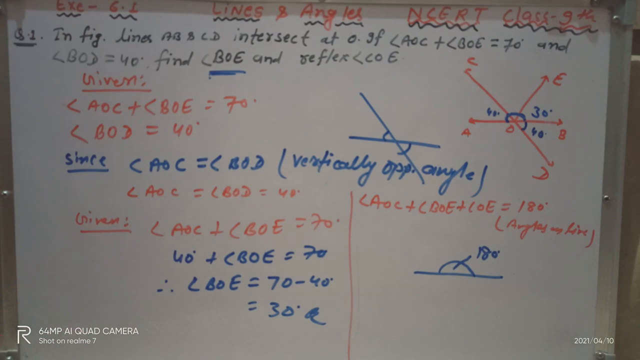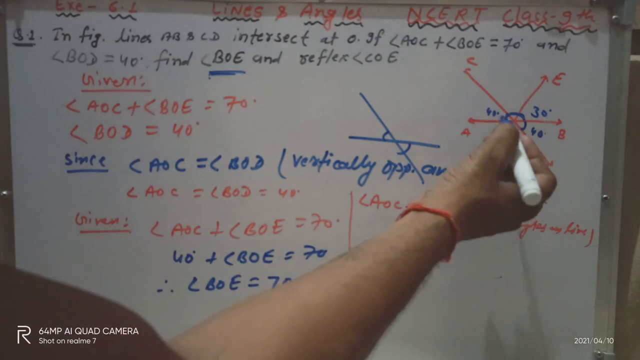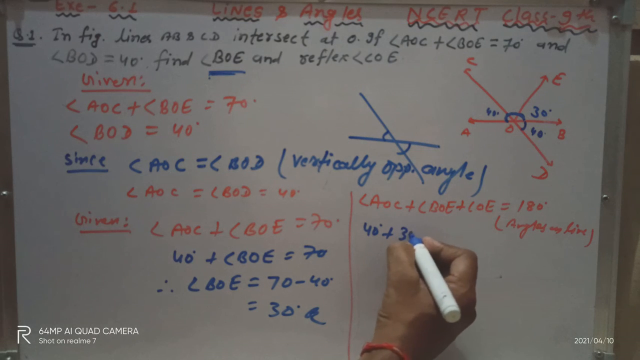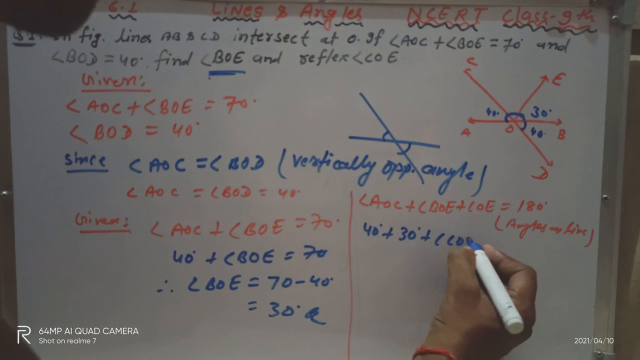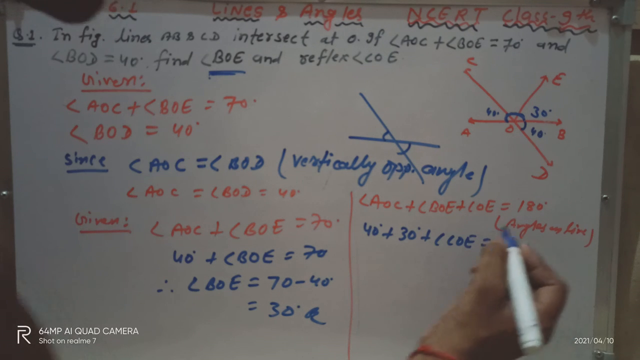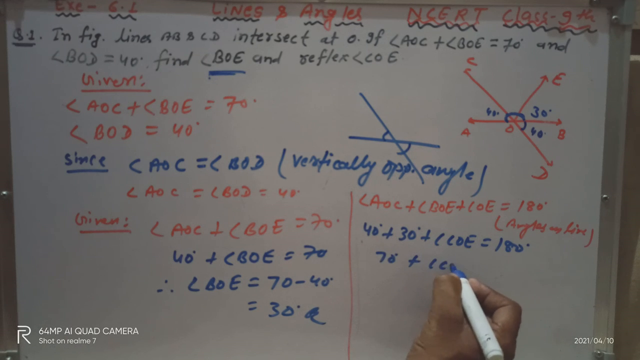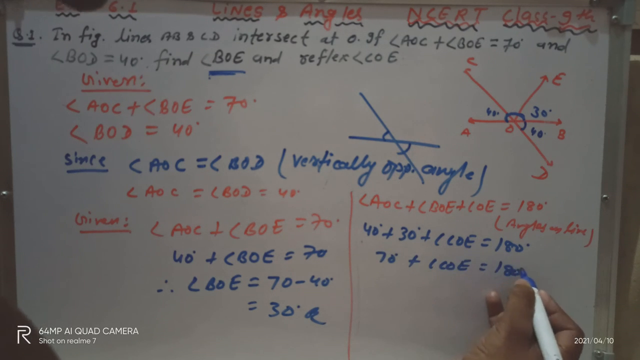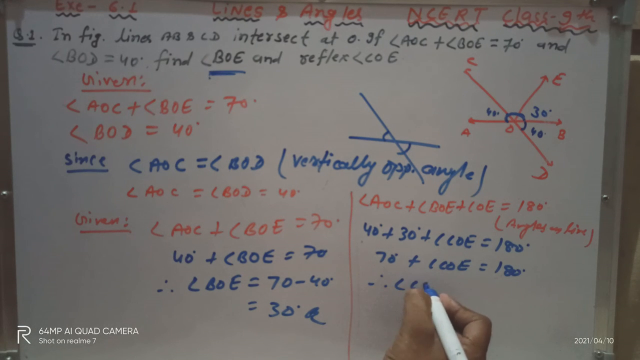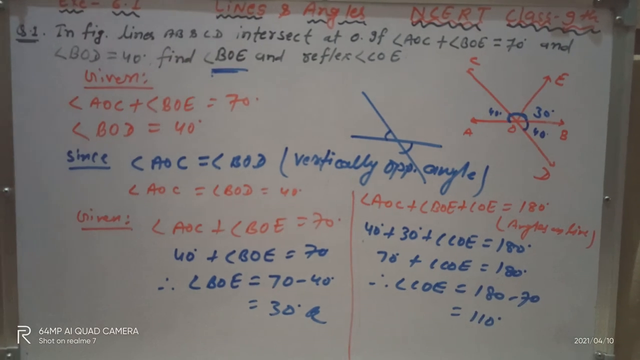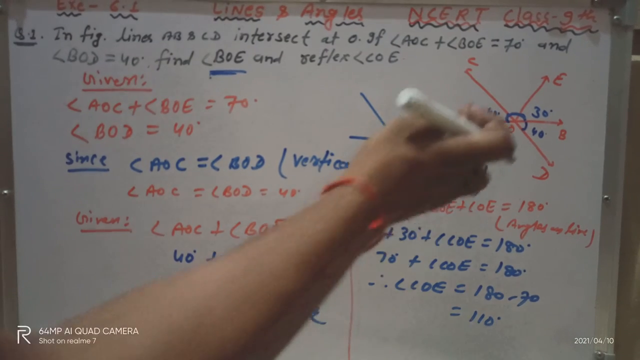Now we can put in the values. Angle AOC we already have, that's 40 degrees. Angle BOE we just got, that's 30 degrees, and angle COE we have to find. 40 plus 30 is 70 degrees, plus angle COE equals 180 degrees. So angle COE will be 180 minus 70, which is 110 degrees. We have got angle COE.